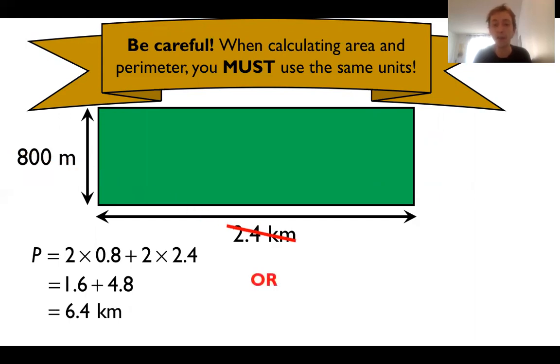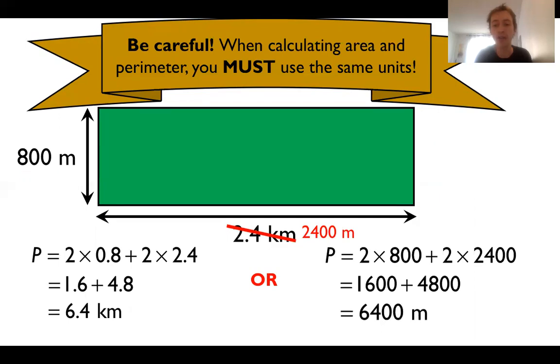Or if I want, I can leave this in meters and convert this into meters. 2,400 meters is 2.4 kilometers. Same thing, I'm going to add up all four sides and I should get 6,400 meters as my perimeter. 6.4 kilometers and 6,400 meters are the same thing. So I got the same answer. Unless the question asks you for a specific unit, both would be correct.